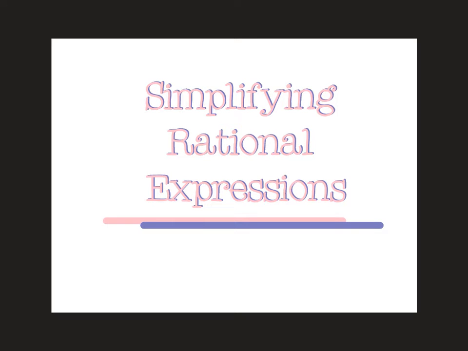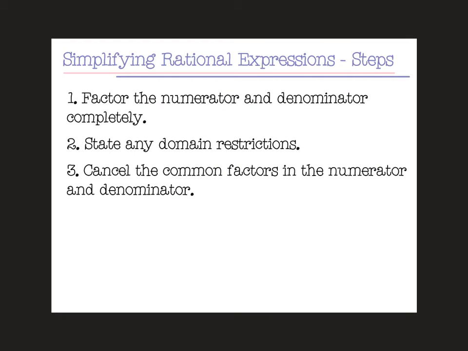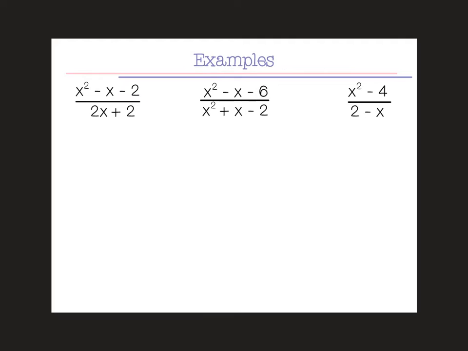This is a video about simplifying rational expressions. The steps you'll use to simplify rational expressions are: you'll factor the numerator and denominator completely, you'll state any domain restrictions, and you'll cancel out any common factors in the numerator and denominator. Now we're going to look at a couple examples.